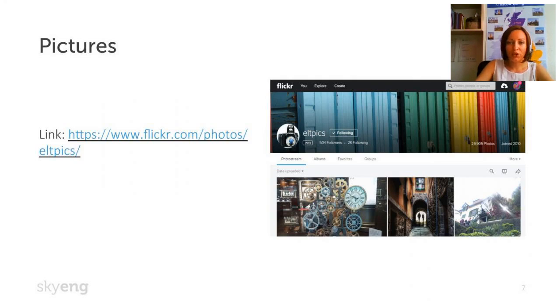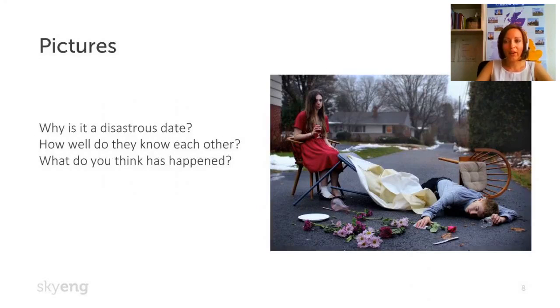On the next slide, I wanted to show you an example of how it is possible to use pictures. This task was used at one of our speaking clubs called Disastrous Dates. So I found this picture. You see it's rather vague, and it's difficult to say at once what happened. And we can ask students such questions. Why is it a disastrous date? How well do they know each other? What do you think has happened? So you see, students can imagine absolutely different variants of what happened, and teachers can add more questions to that.